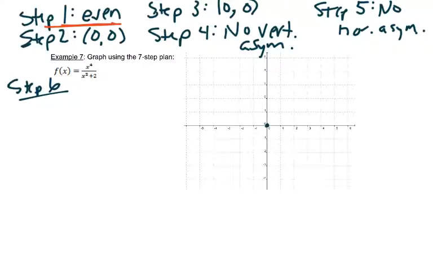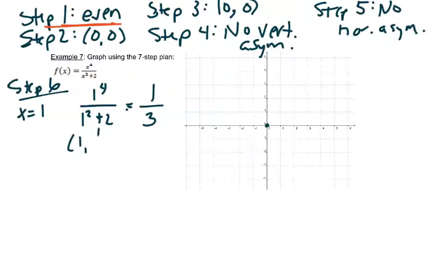So step 6 is just about finding whatever points we need. Let's just start with maybe x equals 1. So I'd have 1 to the 4th over 1 squared plus 2. That gives me 1 over 3. So I have the point 1, 1/3. So it's maybe right there. Now remember, because it's even, the same point would be over here, or negative 1, 1/3.